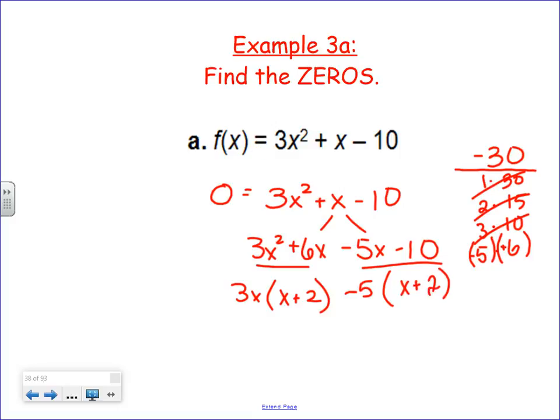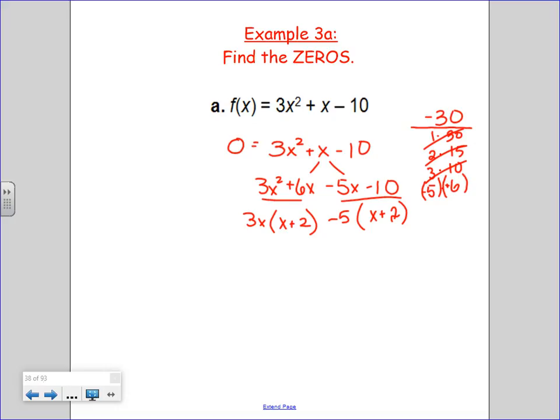And then my people that like grouping, what's your final step? Pull out the 3x and the 5 away from the common factor of x plus 2. Now, sadly, that was great work, but we have one more step before we're done.